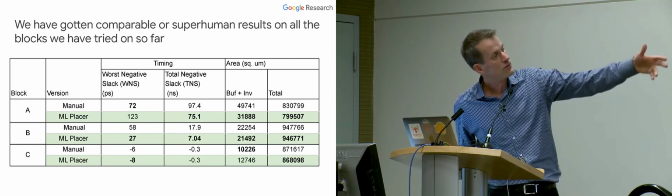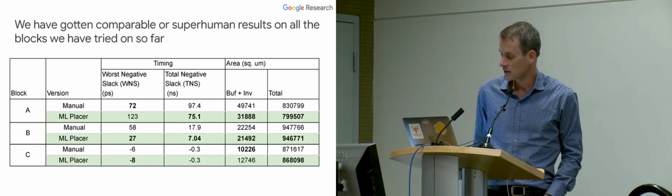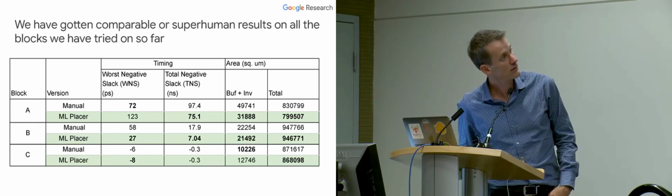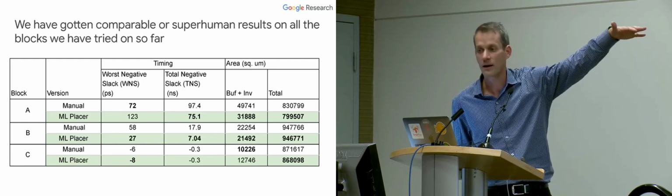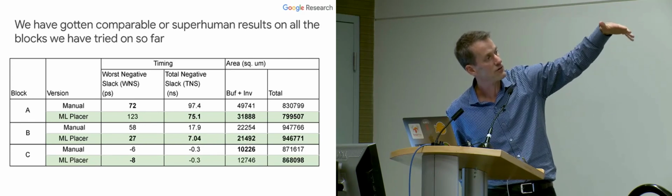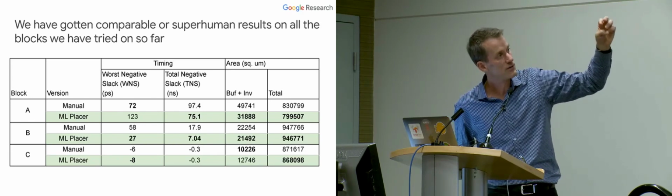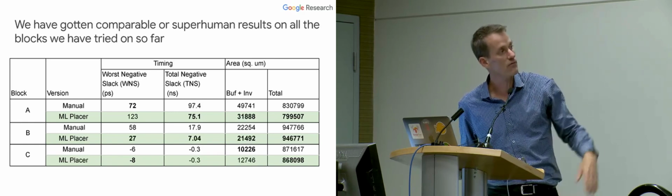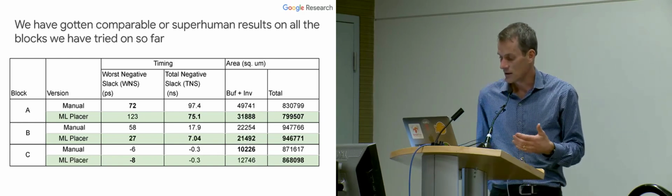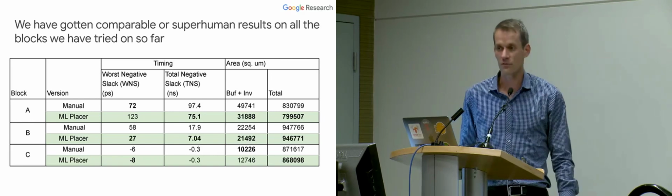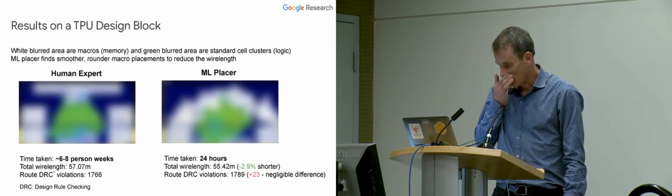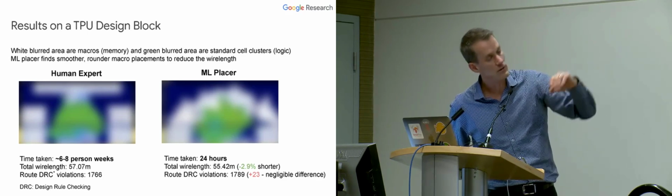And so here you can see the results for a few different blocks. And in particular, there's a couple of things you look at. One is the area of the chip. The right-hand column is probably the most important. And then the other is the timing characteristics of the chip. So the worst negative slack is like, what's the worst timing characteristic of any particular edge in the graph? And then the total negative slack is the sum of all those across all the different connections in the chip. And generally what we see is that we can get comparable or even better than human expert placement results on this set of problems.